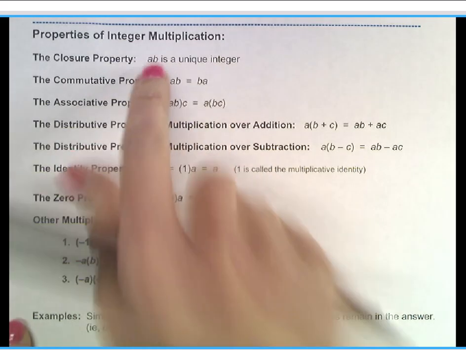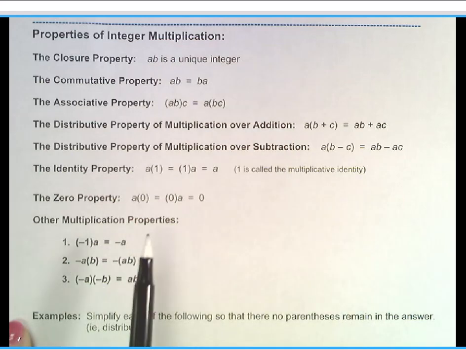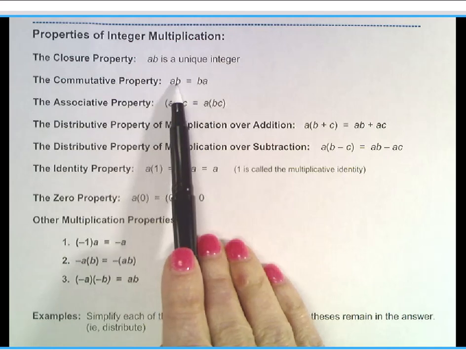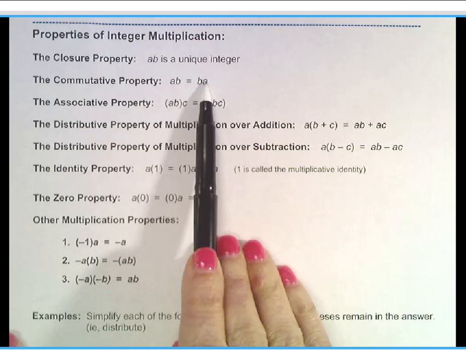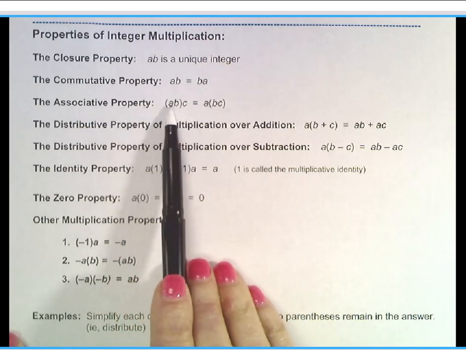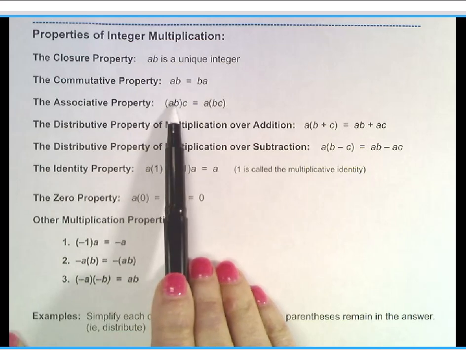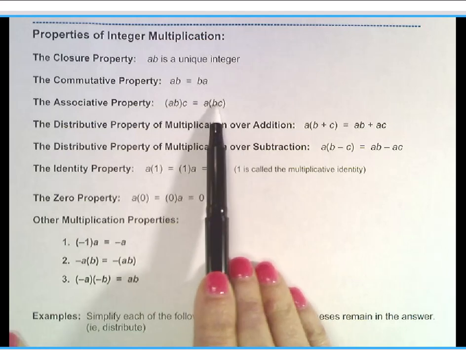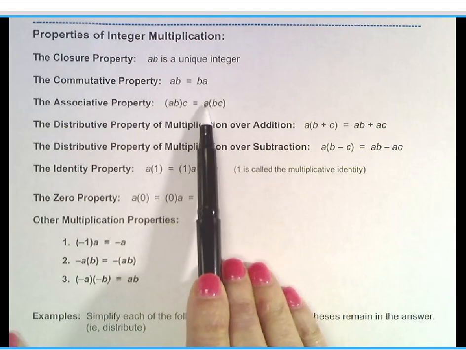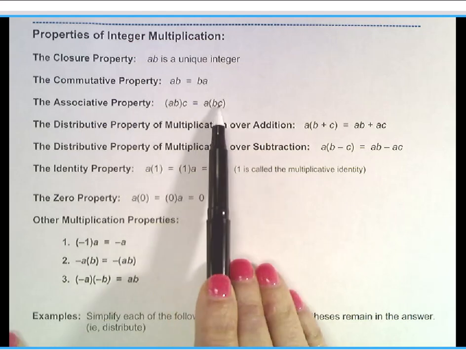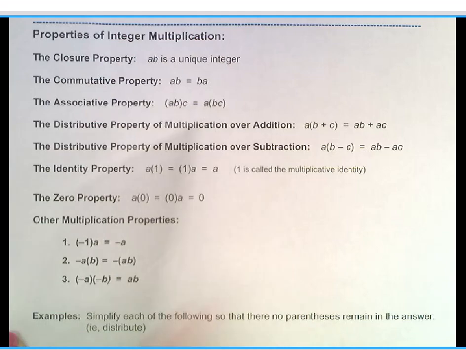A times B will also be an integer. That's the closure property. The commutative property means if the order changes, you still get the same answer. A times B is the same thing as B times A. The associative property is the one where the parentheses move. So if you multiply A times B first, then multiply by C, that's the same thing as multiplying B times C first, then multiplying by A. Notice the order is the same, A, B, C. The parentheses just moved. And as long as it's all multiplication, you'll get the same answer.